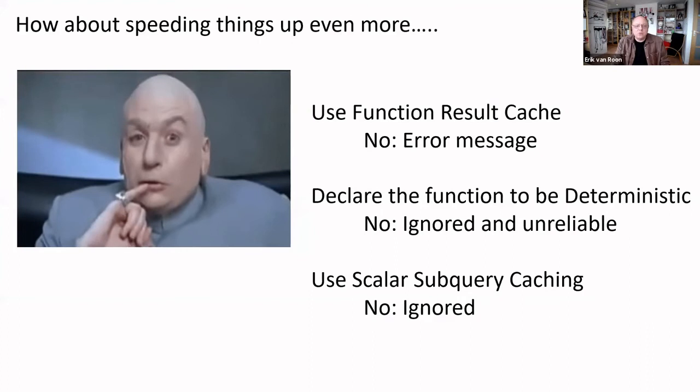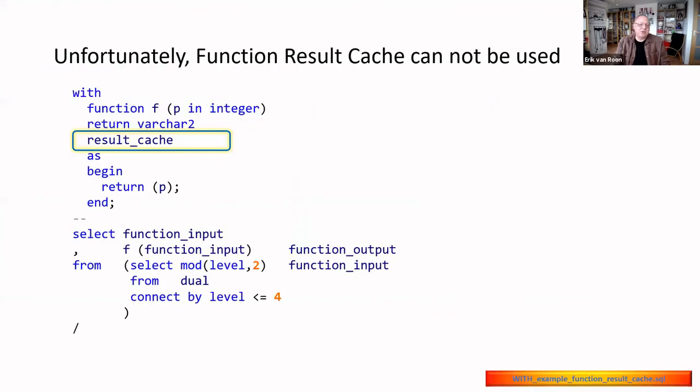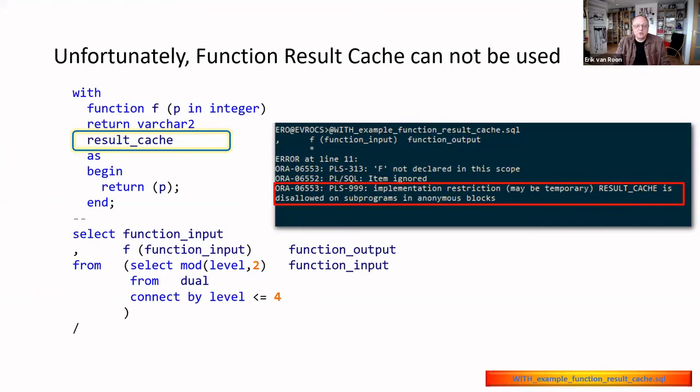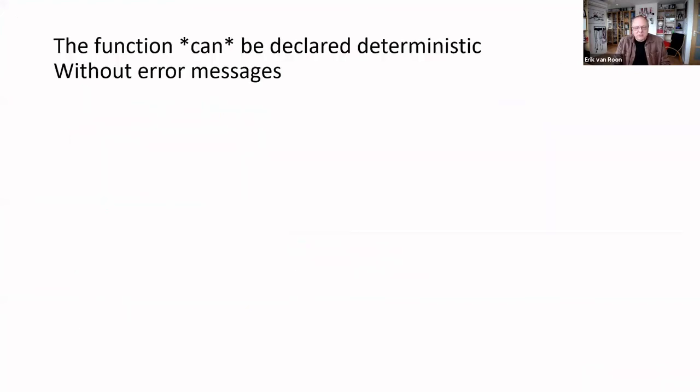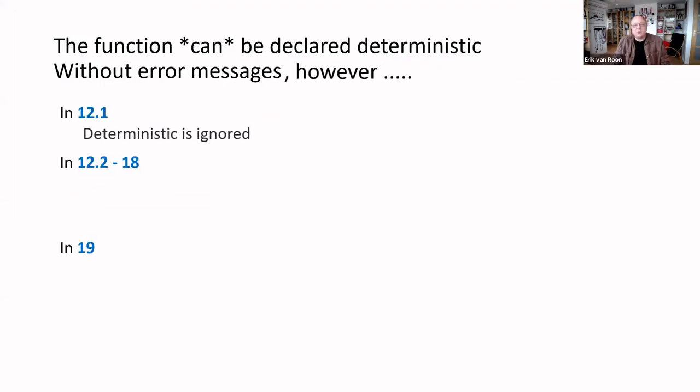Let's have a look at what will happen. This is a function in the result cache, so a function in the with clause with result cache. If we run this, as I told you, you will run into an error, an implementation restriction. So this is out of the question. Deterministic. Well, if you add the deterministic clause to your function, nothing will go wrong with your query. It compiles, it will run. But in 12.1, the deterministic clause is just simply ignored. It won't do anything. So whether it's there or not doesn't help you at all.